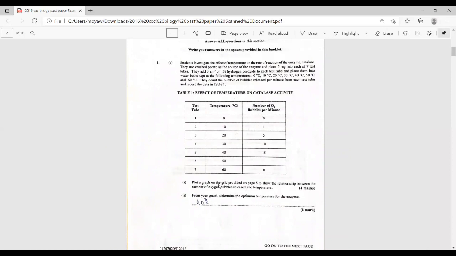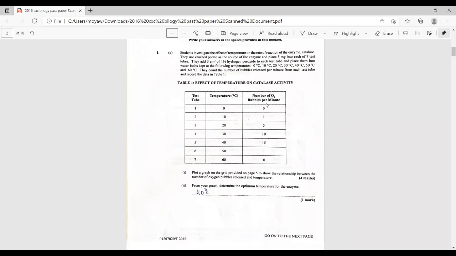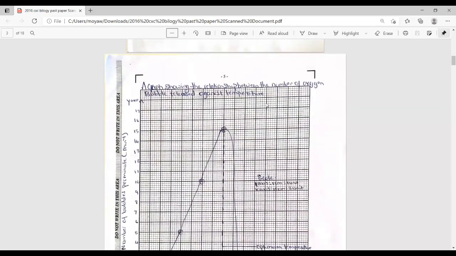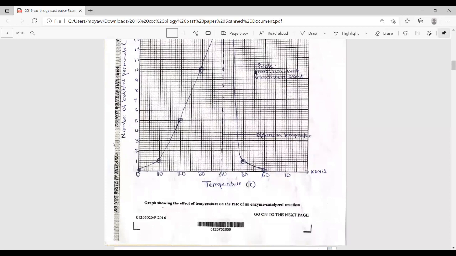So normally when you're trying to create a graph, whatever information or data that they give us first is normally on the y-axis, and then the one that comes after is normally on the x-axis. So to plot our graph, in the first test tube, the temperature is 0 and the number of bubbles is 0. So if we go back to the graph, temperature is 0 and the number of bubbles is 0. So the first point would be here where it's 0 meets.